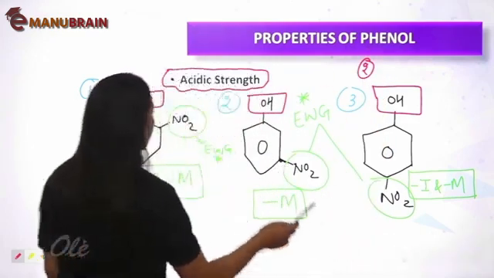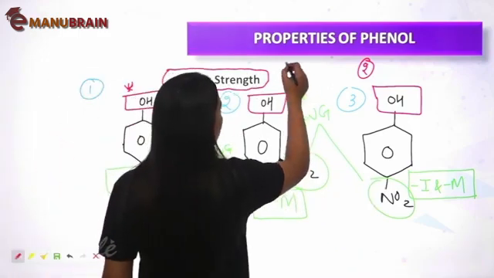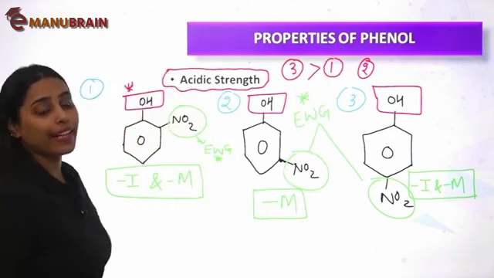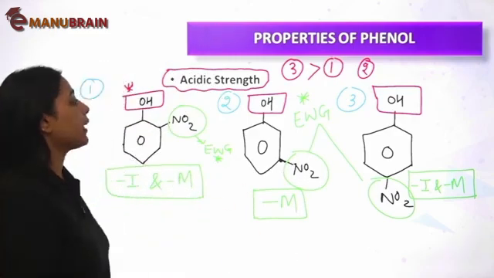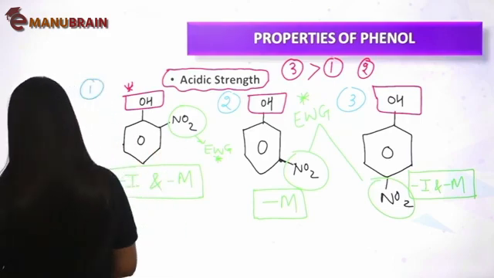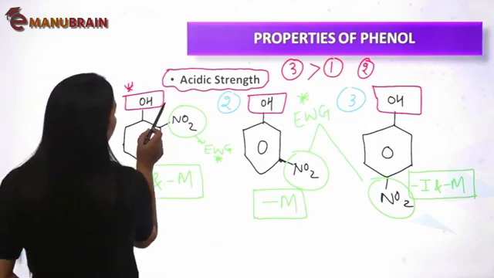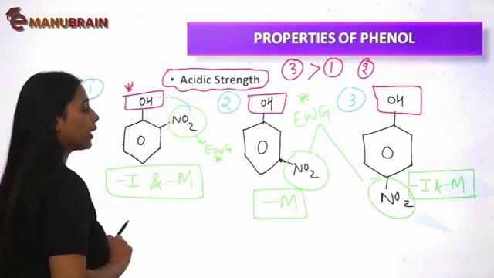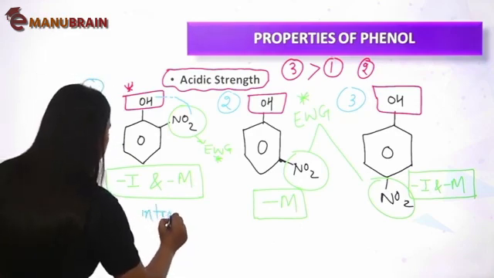Now if you compare 1 and 3, it is said that 3 is more acidic than 1. This is the acidic strength order: paranitrophenol is more acidic than orthonitrophenol, and orthonitrophenol is more acidic than metanitrophenol. Why? Because orthonitrophenol is capable of showing hydrogen bonding. Intramolecular hydrogen bonding is possible between the H and O atom of the same molecule. It shows intramolecular hydrogen bonding.